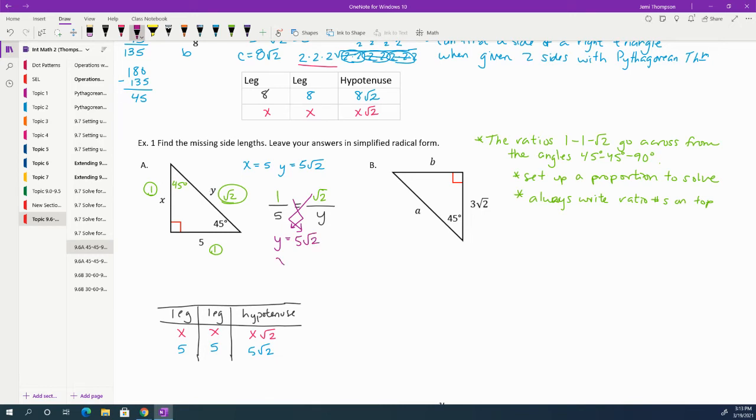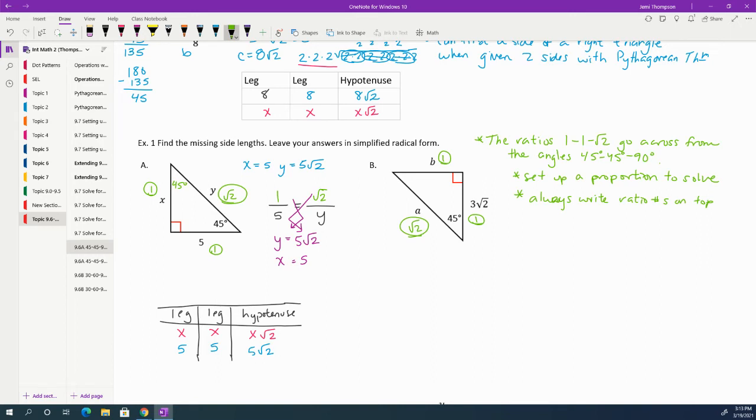So another way we could do it. I'm going to utilize both ways for problem B as well. I'm going to start with this ratio method that I just used. So the ratio method tells me that across from the 45-degree angle, I'm going to put a 1. So that goes on both of the legs. And then on the hypotenuse, I'm going to put a square root of 2.